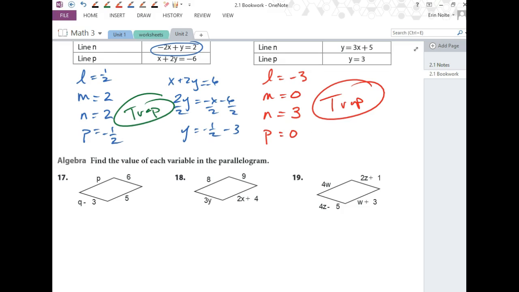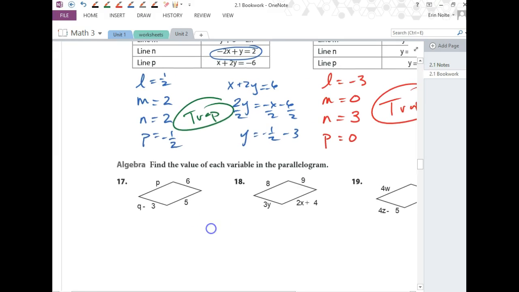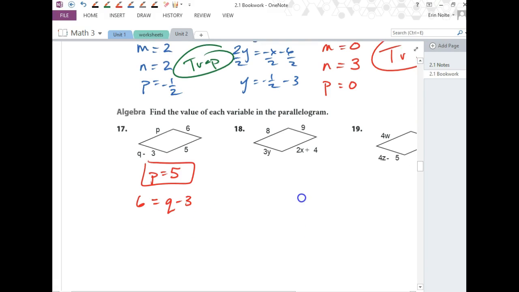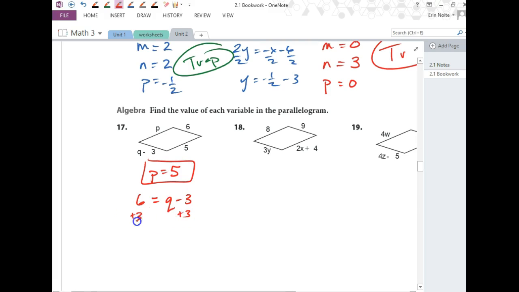Okay, so number 17 through 19, they're giving us the fact that we have parallelograms, and so we're solving for the unknowns. Number 17, we're going to start with the opposite sides and say that P is equal to 5, right? Boom. Okay, that was easy. What about Q? Okay, so if you didn't know it was 9, you would say 6 is equal to Q minus 3. So if I add 3, then Q is certainly 9. Good algebra?